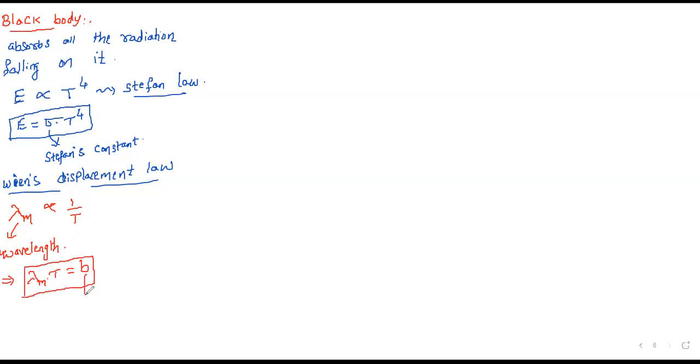What is that B called? B is a constant called the Wien's displacement constant. So these are the two laws you have to remember, students: Stefan's law and the Wien's displacement law.